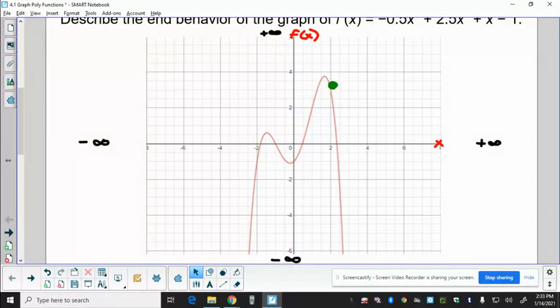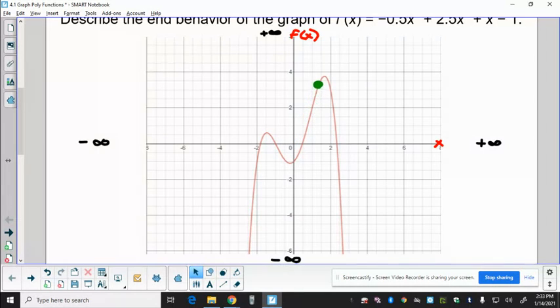Let's do that one more time. So here I am. I'm going to move left to right. So as the x coordinates of this point are getting larger and larger, my x values are, because I'm going to the right, what's happening to the y coordinates eventually?